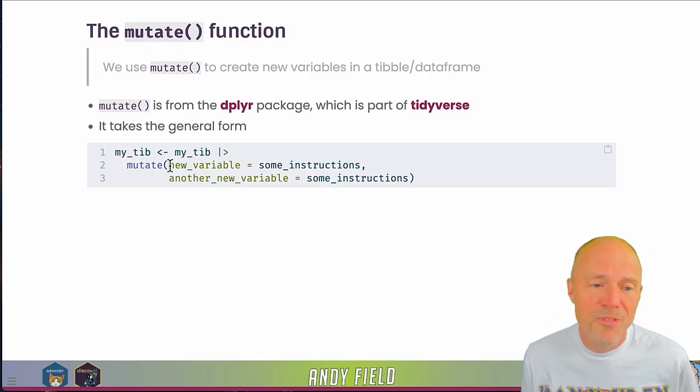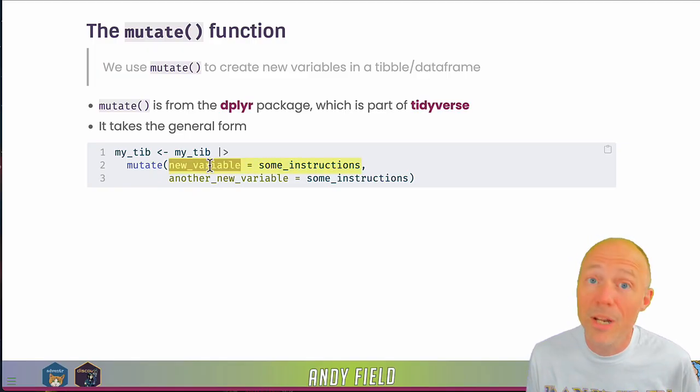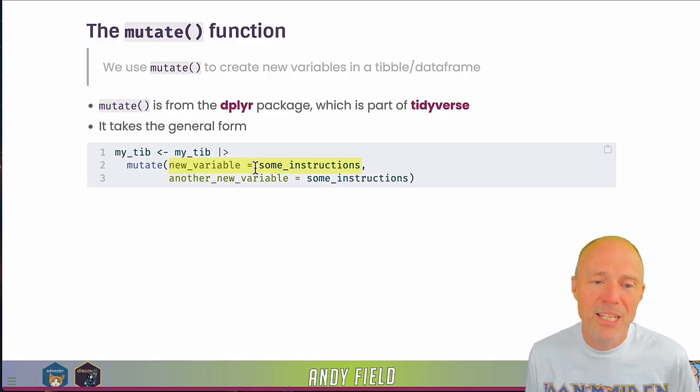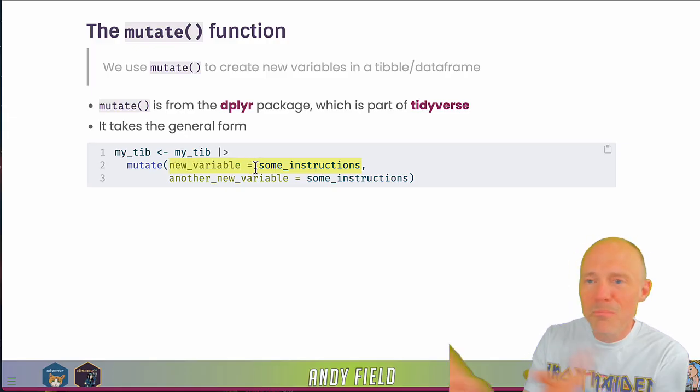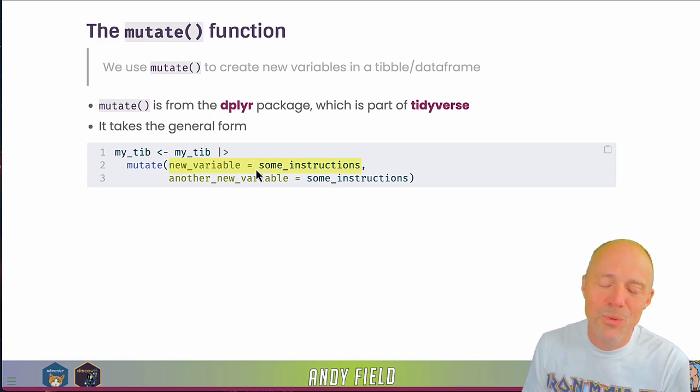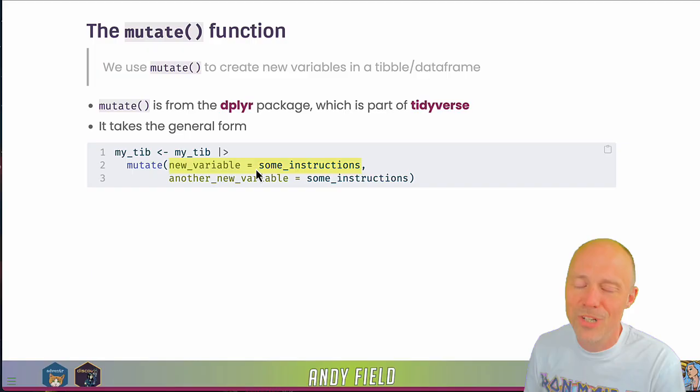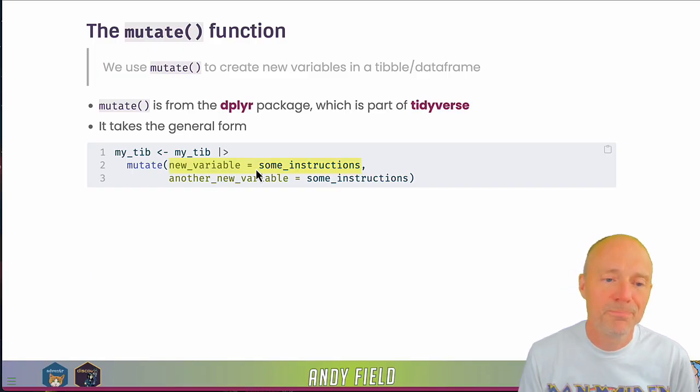Now within the mutate function, so within the brackets, we can create one or several variables at the same time, depending on what we want to do. Each variable, we give it a name. So new variable, can't have spaces in the names, but we give it a new name, and then we have an equal symbol. So what we're saying is, create this variable by doing what's after the equal symbol. So the new variable is going to be equal to some set of instructions that we use afterwards.